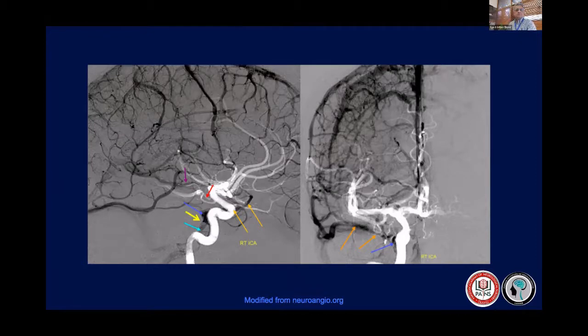So this is the venous phase, and this is the posterior part of the cavernous sinus. Here is the sphenoparietal sinus going into the cavernous sinus. This is the posterior boundary of the cavernous sinus, and this is the anterior boundary, and here comes the cavernous segment. So, this is a great picture, actually.